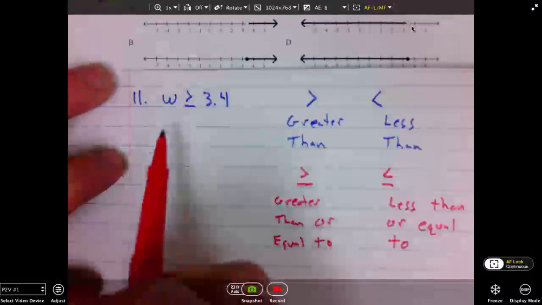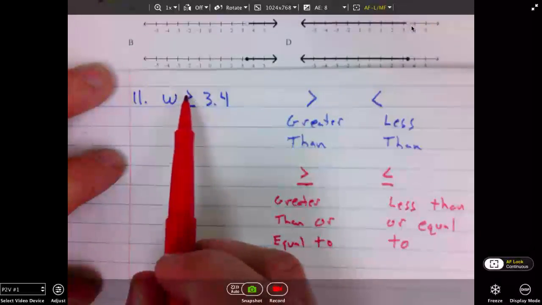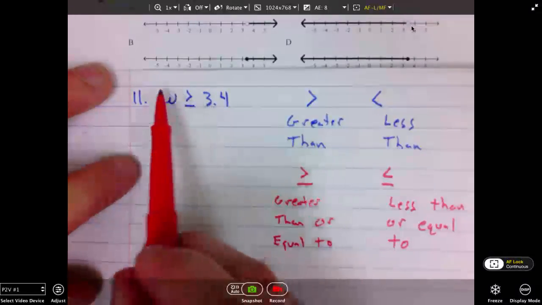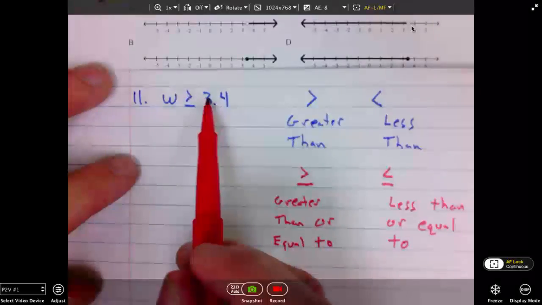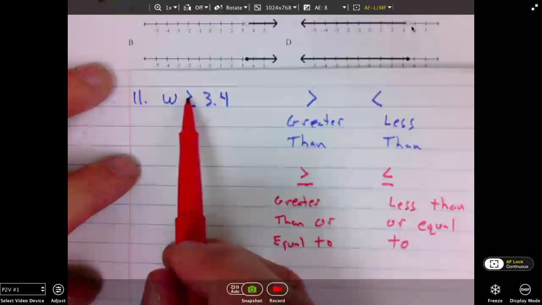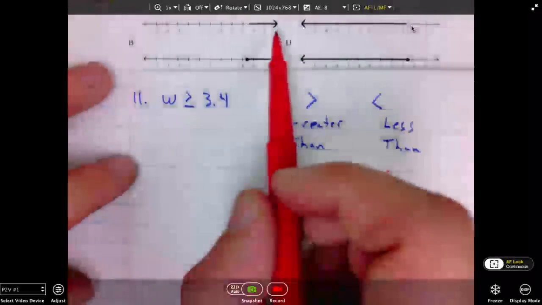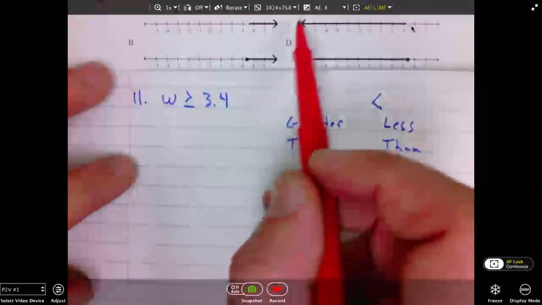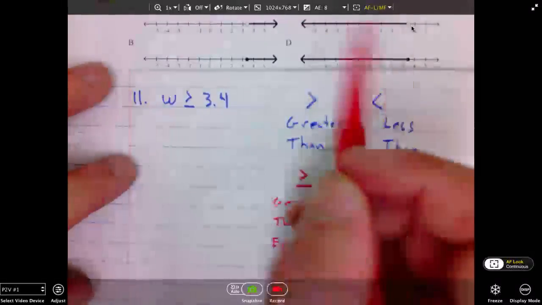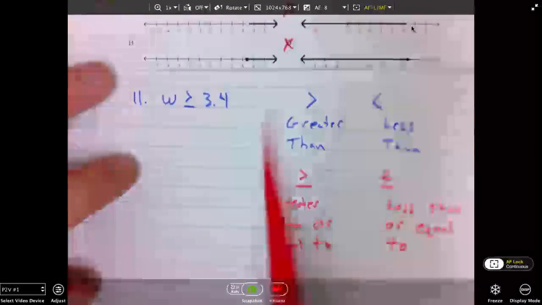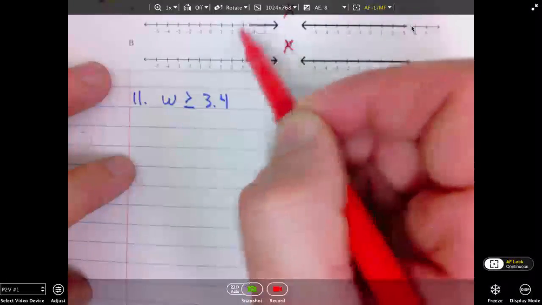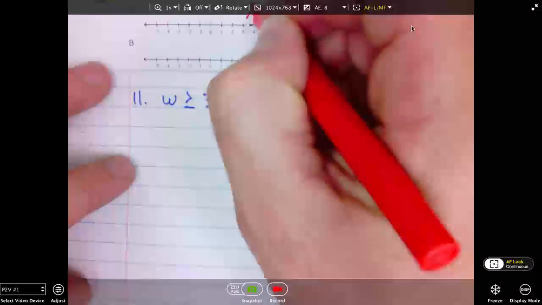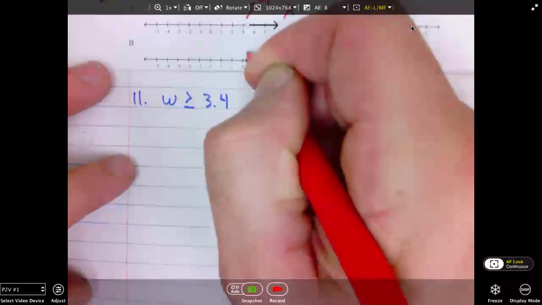So we see this statement says W is greater than or equal to 3.4. If the variable is on the left, the inequality will indicate the direction of the shading. W greater than, the shading needs to be to the right. You will see A and B are shading to the right. C and D are shading to the left. These are values less than. Couldn't be C or D. The difference between A and B is one has the colored in point, one has an empty point. We call this open. And one has the closed colored in circle. Closed.